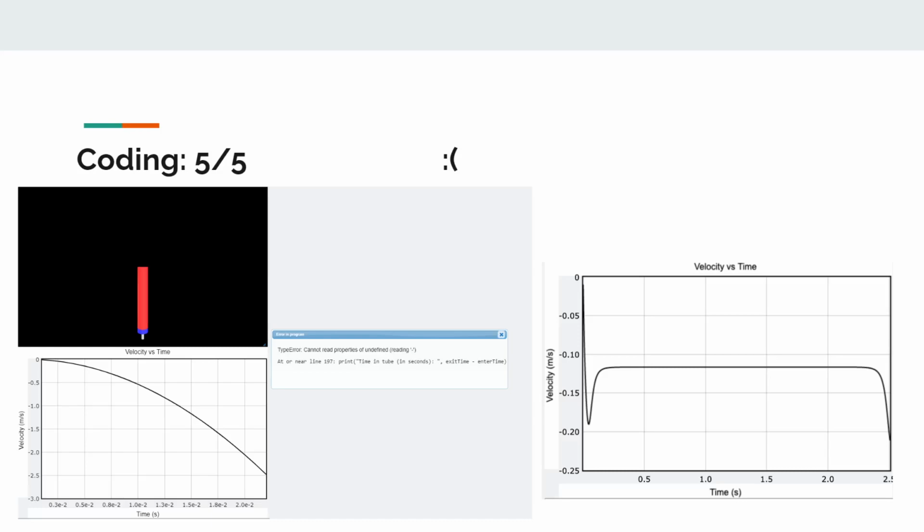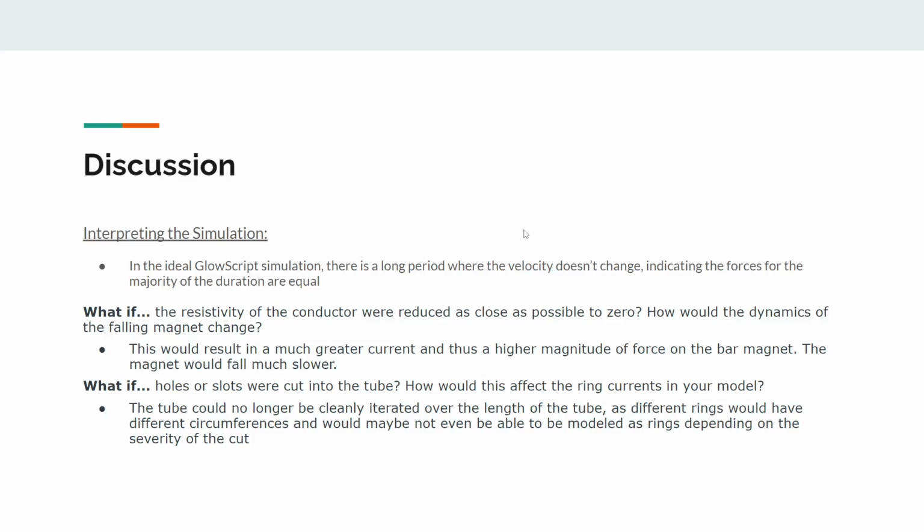So when running the simulation, my code unfortunately did not work entirely properly. Some error occurred and the graph did not look like it was supposed to. But on the right is how the graph is actually supposed to look, thanks to someone on Ed Discussion posting it and asking for clarification. But yeah, this is how it should really look if your code was working properly.